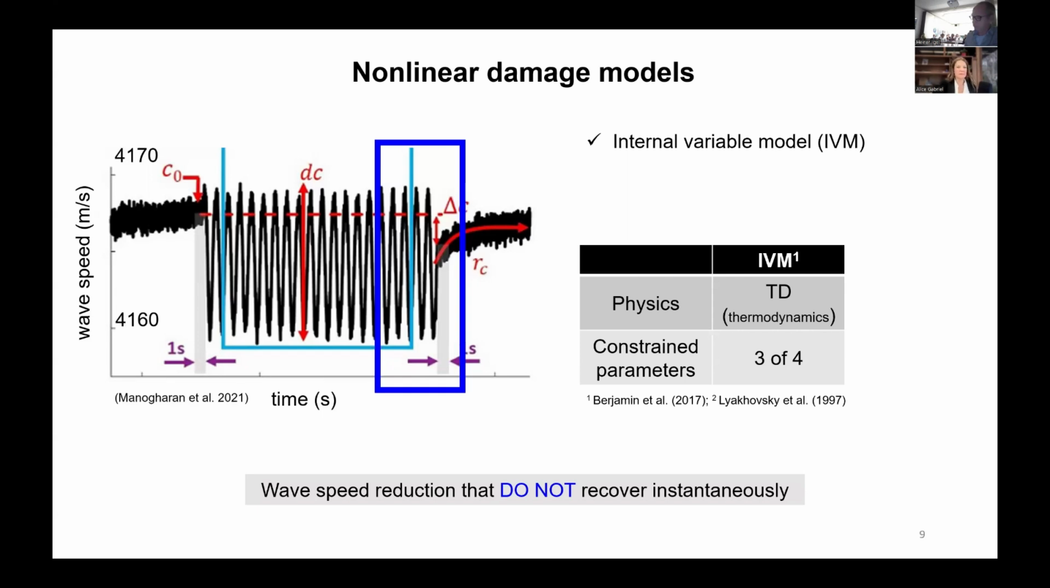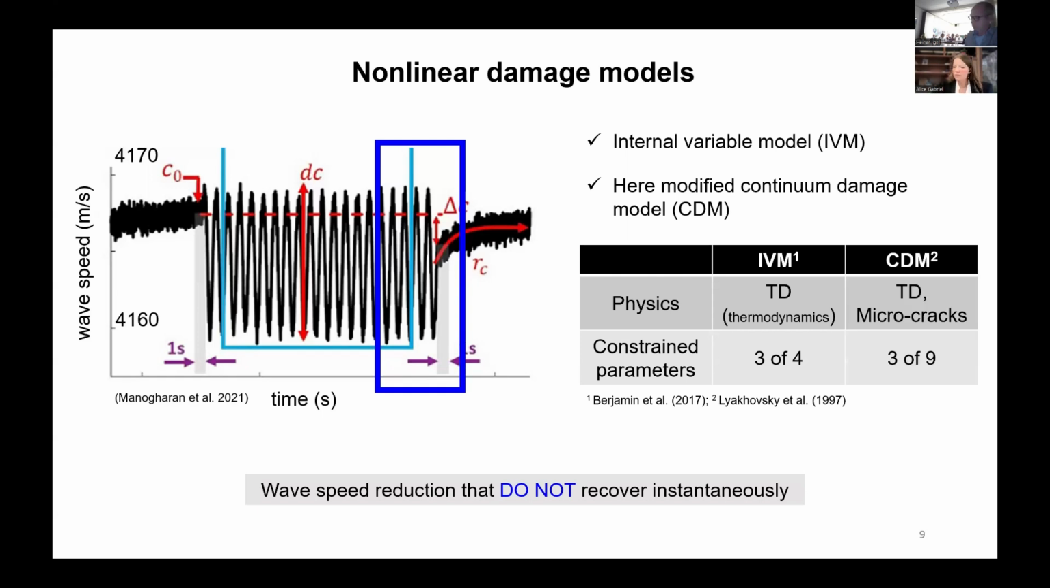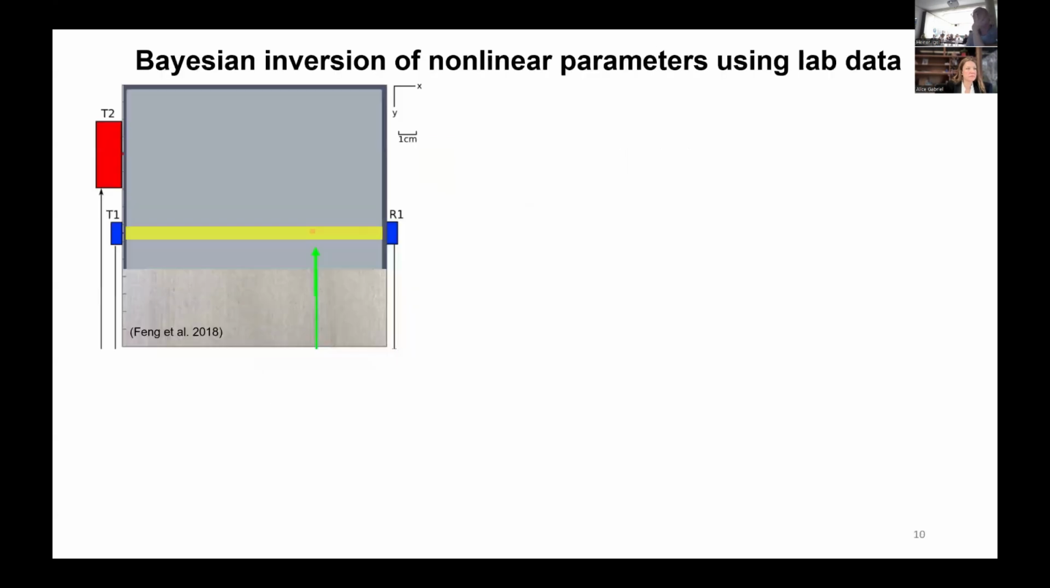Therefore, in this work, we also modified a previous continuum damage model, which can account for both thermodynamics and the microcracks inside the rock samples. It is homogenized based on the distributed microcracks. But this model also contains more parameters, and still with the data, we can only constrain 3 of them. How did I come to these conclusions? I will show you the data that I used.